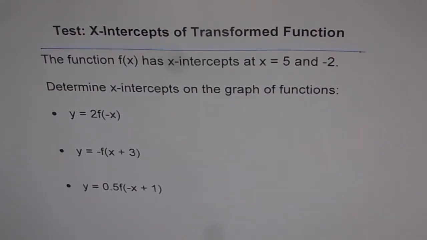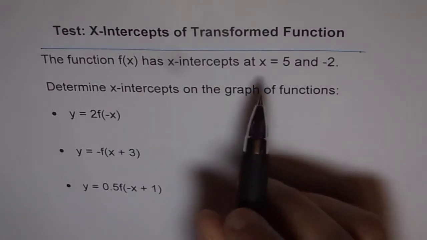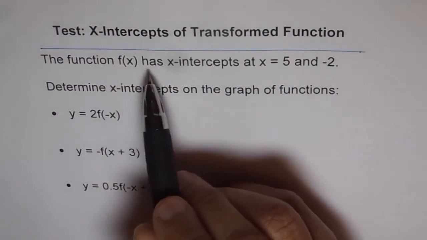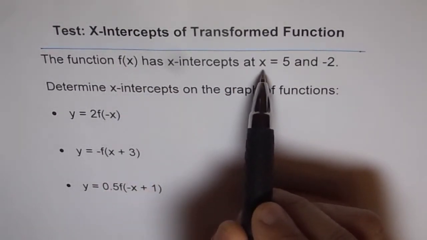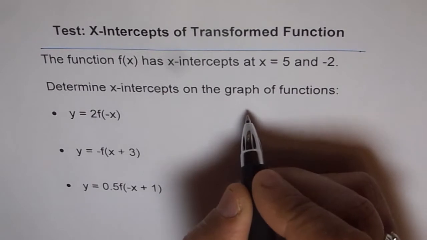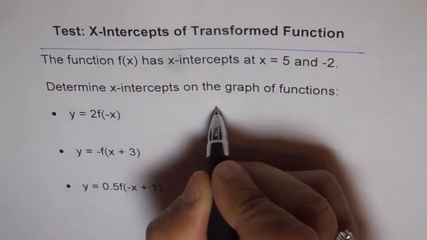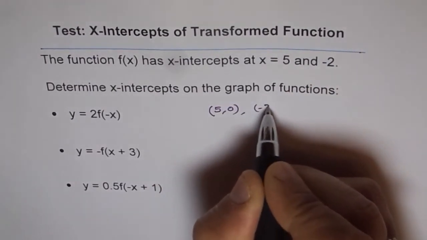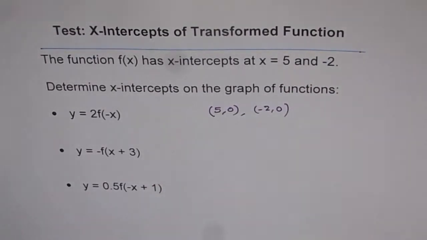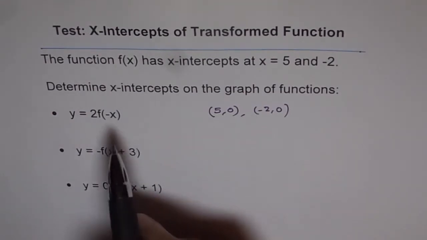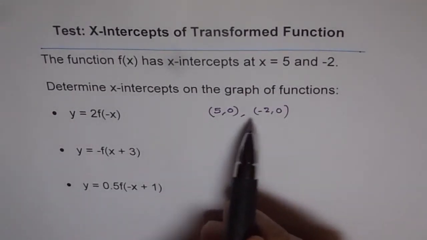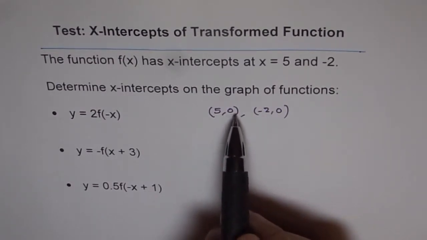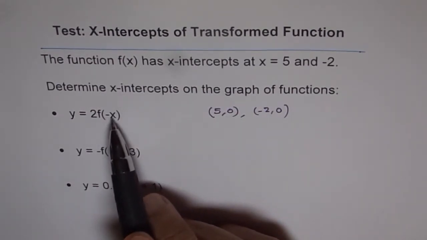Now, one approach could be to write down our x-intercepts clearly. We have a function which has x-intercepts at x equals 5. That means the intercept point here is (5, 0), and the other one is at (minus 2, 0). So these are the two x-intercepts. Now when we transform a function, all these points get transformed, and their image on this function is what we are looking for.